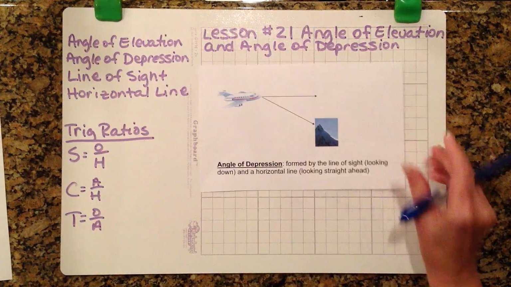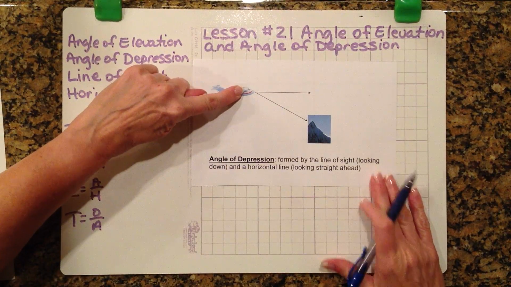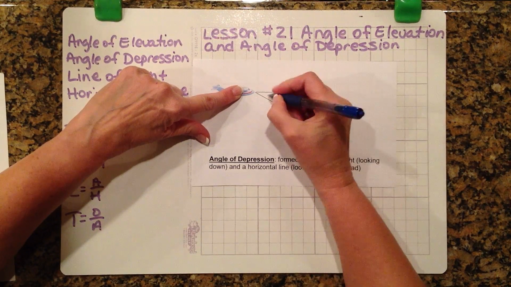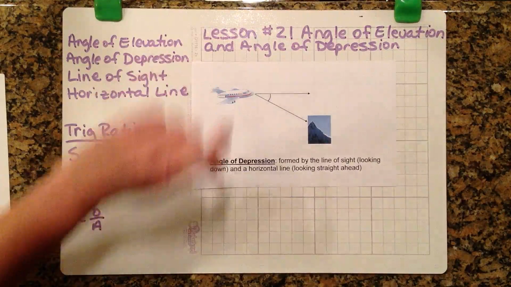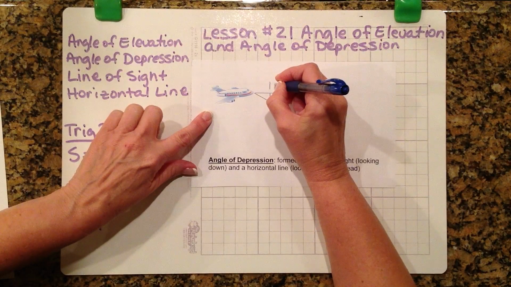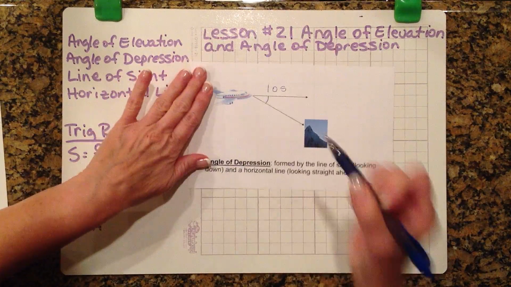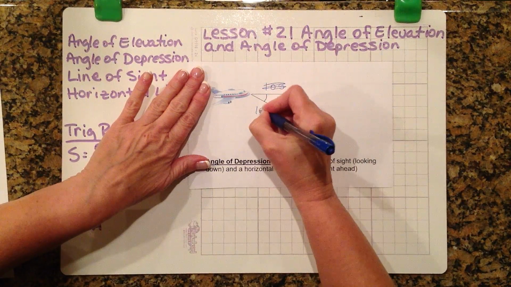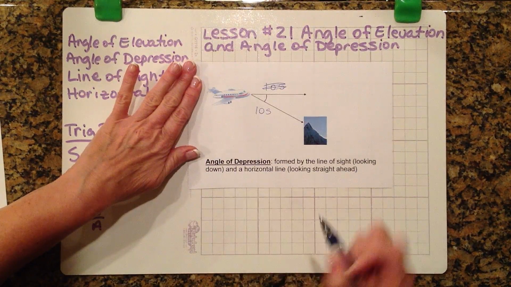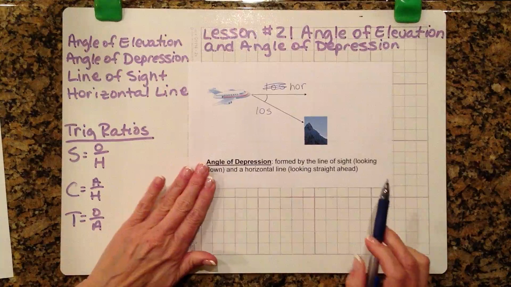Okay, let's look at a picture. Here is a picture. So if I'm in an airplane and I'm looking down at this mountaintop, this angle right here is my angle of depression. It's formed by a line of sight. I'm going to put LOS, line of sight. Let me do that right. Okay, line of sight. I'm looking down, and a horizontal line. And there's my horizontal line right there, looking straight ahead.